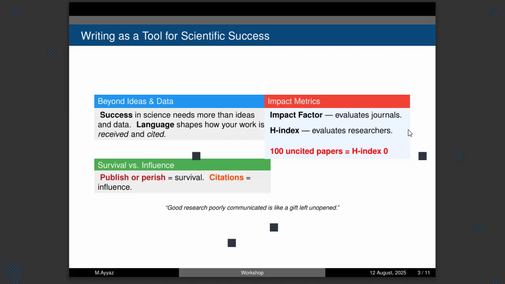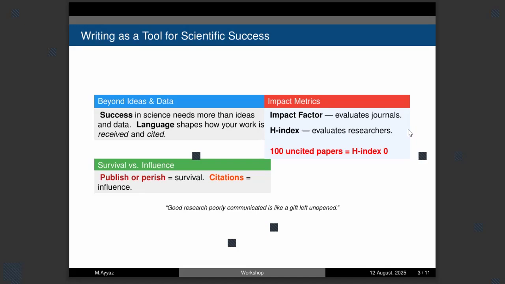So we know that scientists and researchers publish their research work in journals, and there is a concept of publish or perish in the scientific world. But publish or perish is only for survival. In order to succeed in your field, you have to write impactful research papers, and this can only be done through effective writing.